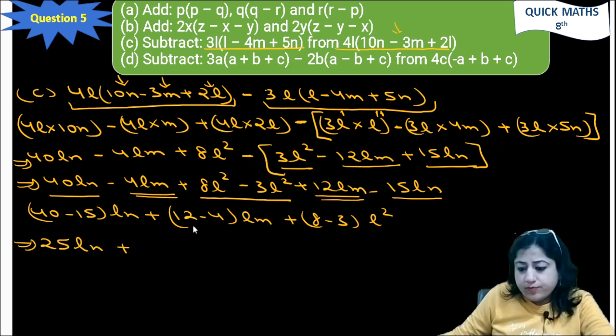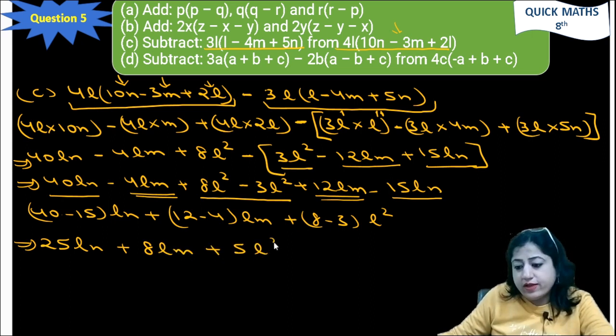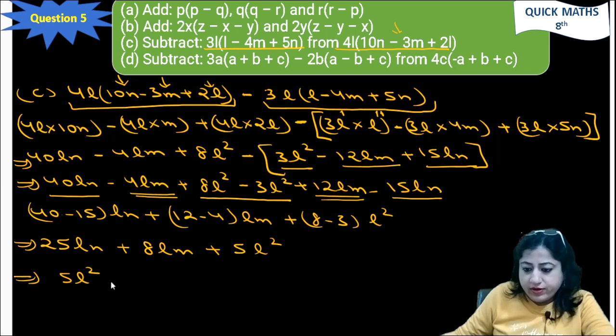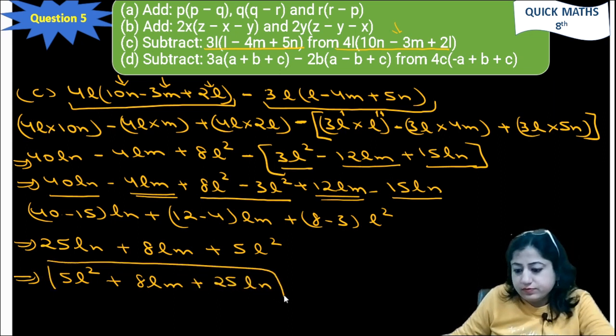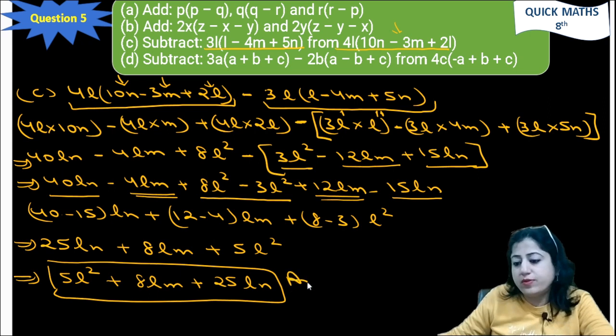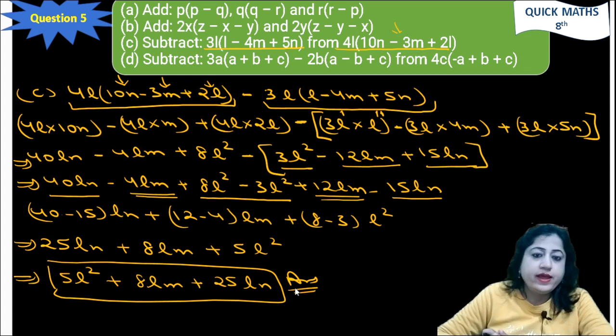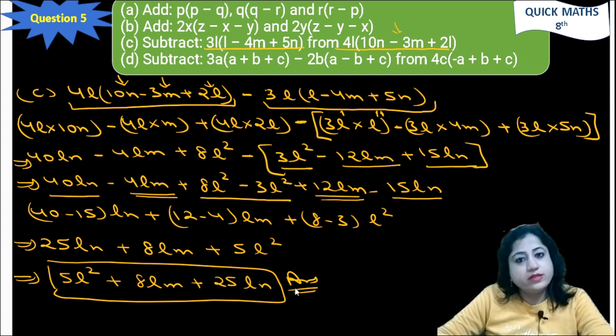25ln plus 12 minus 4, it is 8lm plus 8 minus 3, it is 5l square. So in the form of degree, meaning highest power, if we write, then according to the standard form of the equation, 8lm plus 25ln. So this is the required algebraic expression that we got after subtracting the two expressions. So this is about the C part.